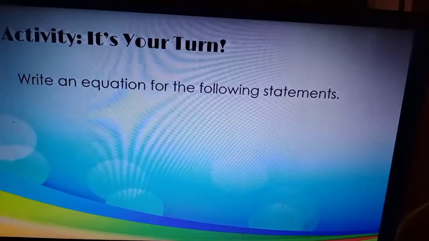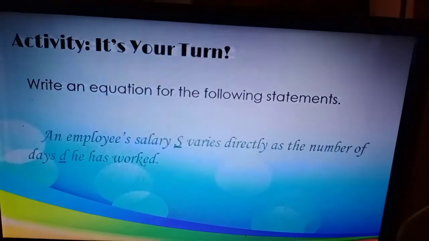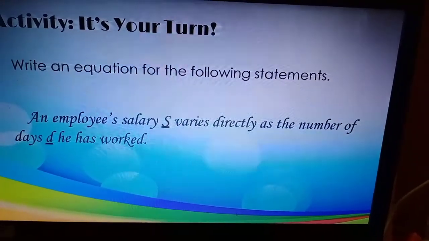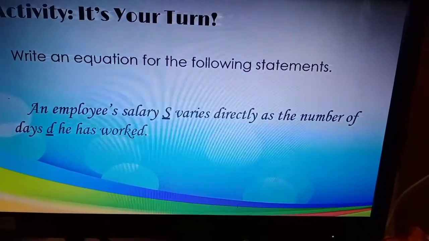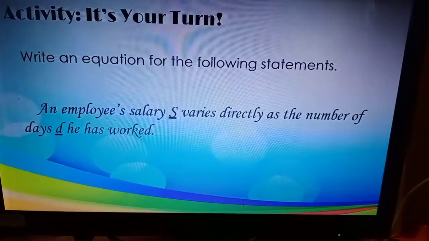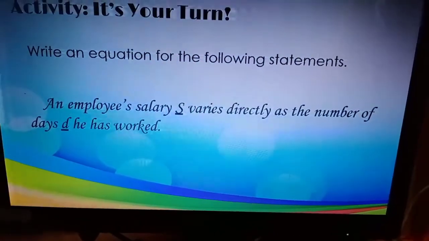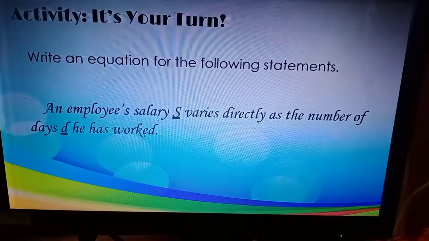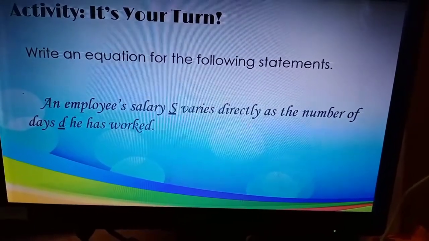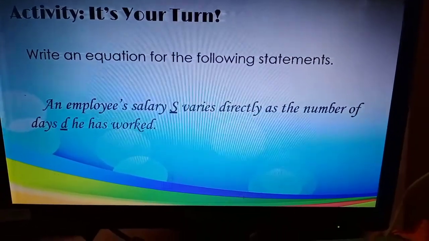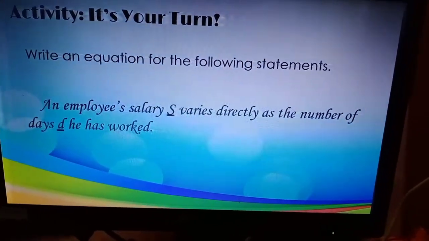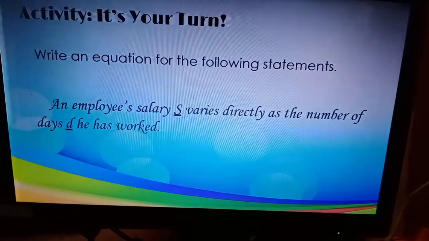Write an equation for the following statements. Our first statement is: An employee's salary S varies directly as the number of days D he has worked. Since there is no number for us to solve, we simply make use of variables. So the answer to this must be S, which is the first being mentioned, is equal to kD. Okay, so again, S equals kD.